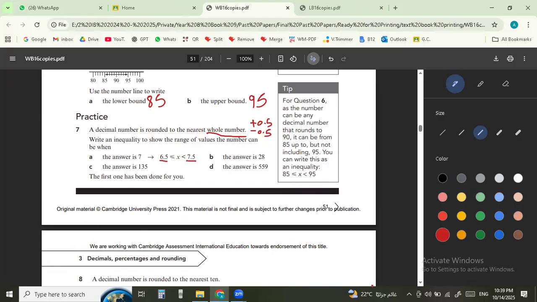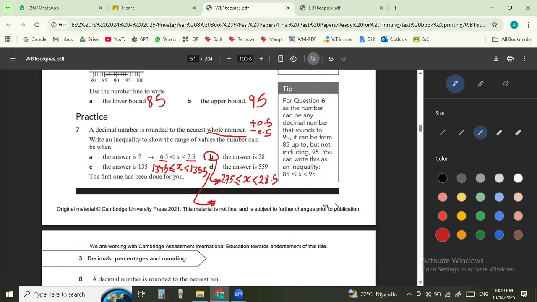When the answer is 135, x is greater than or equal to minus half from it, 134.5, add half to it, 135.5. Question B. The answer is 28. So let's see about this. This is question B. The answer is 28, so I'm going to write x is greater than or equal to 27.5 and is less than 28.5.